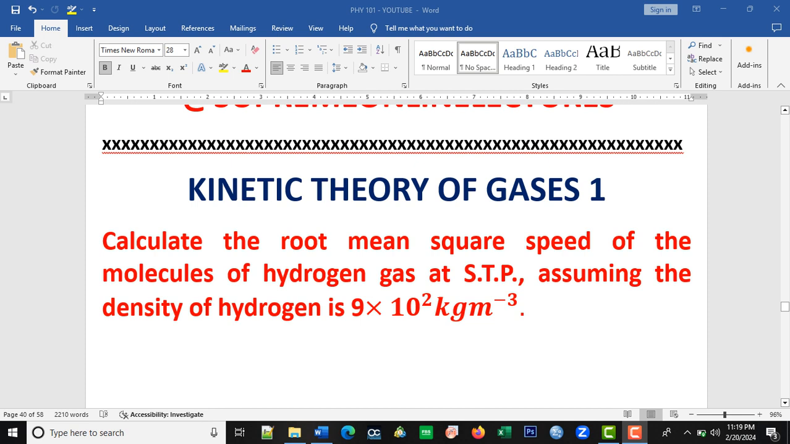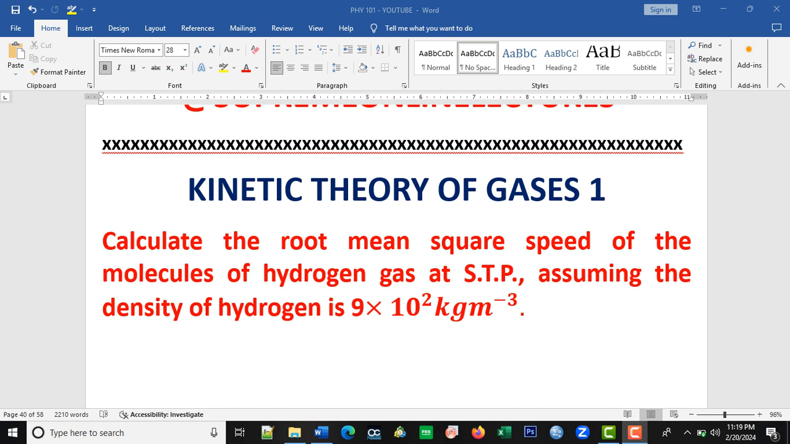Looking at this problem, we are to calculate the root mean square speed, or I can use the term root mean square velocity. The expressions we can use to estimate that, and here we are told that hydrogen density is given here and that the speed of the molecule is to be estimated at STP.